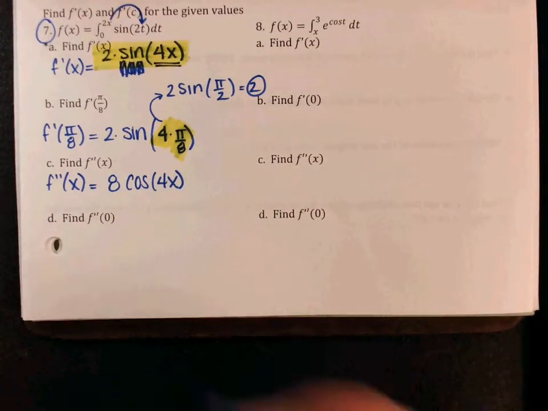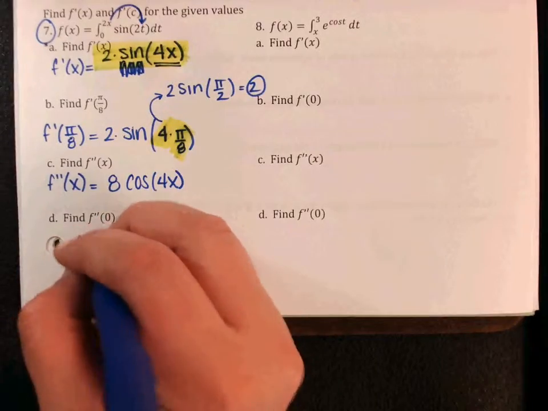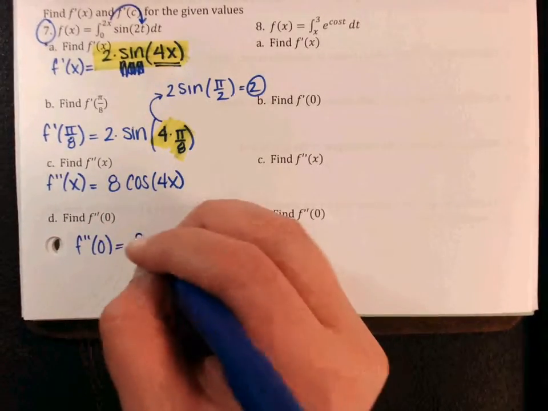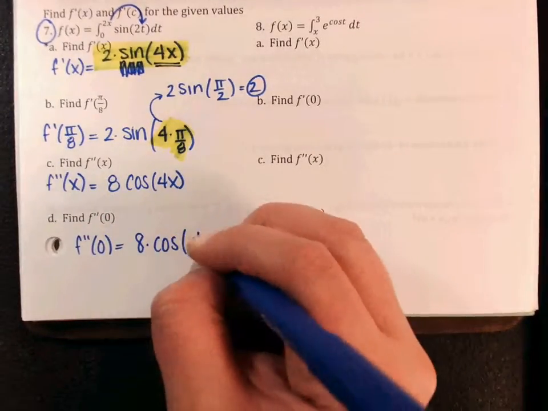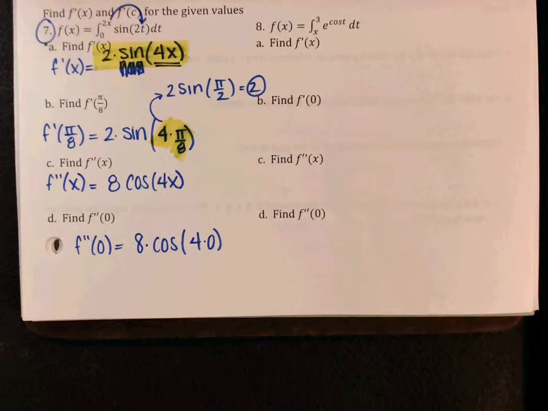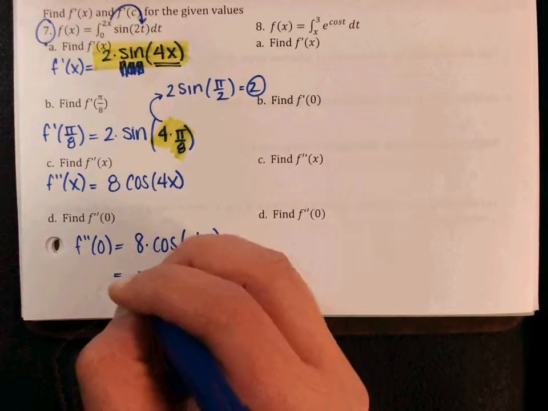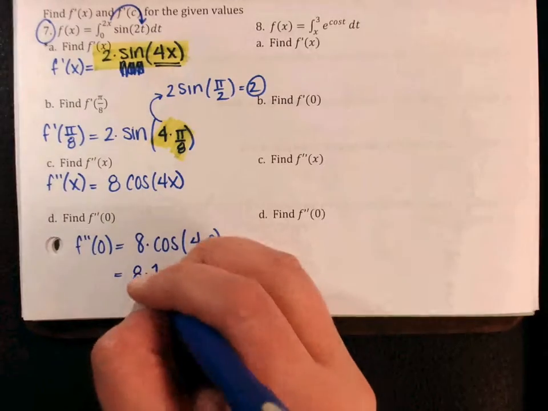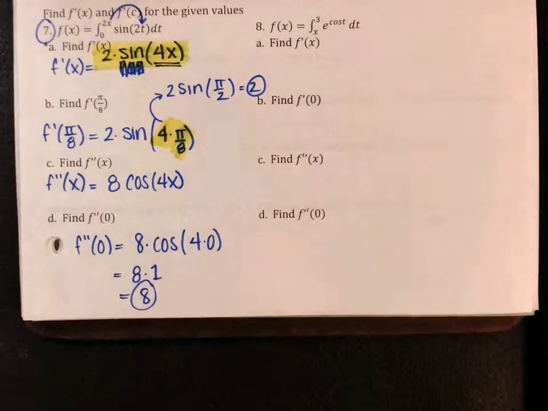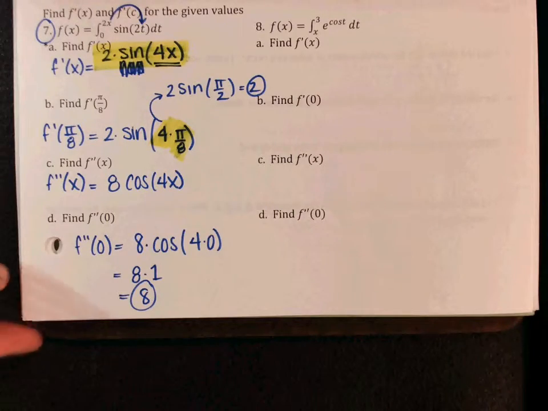Okay, then for part D, I want f double prime of 0. Well, that'd be 8 times cosine 4 times 0. 4 times 0 is 0. What's the cosine of 0? 1. So it'd be 8 times 1, which is 8. Got it?